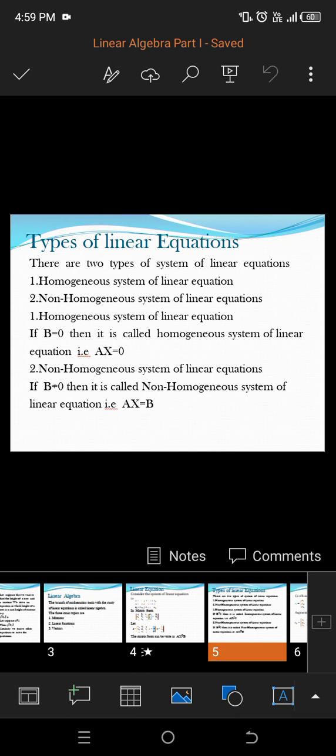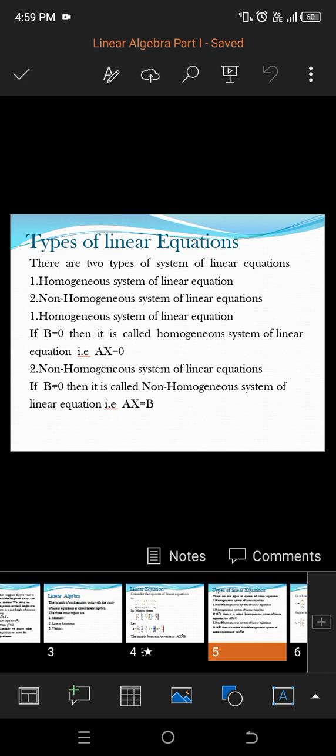Types of linear equations. There are two types of systems of linear equations: homogeneous and non-homogeneous. The system in which B is equal to 0 is called a homogeneous system of linear equations: AX is equal to 0. B equal to 0 means the constants k1, k2, k3 will be 0, only 0, not a number.